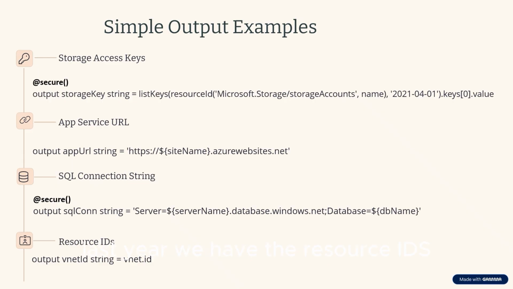Lastly, here we have the resource IDs, which from what we see here is a VNet ID output, which is probably just getting the VNet ID of a deployment from a virtual network. So these are just very simple basic examples. As we progress, we'll look at more enhanced examples and real life scenarios of how this is being used.